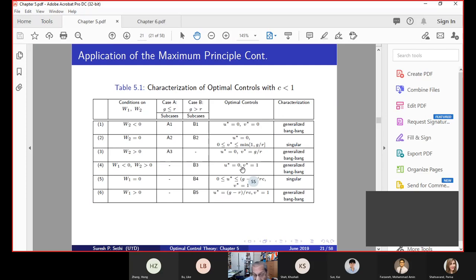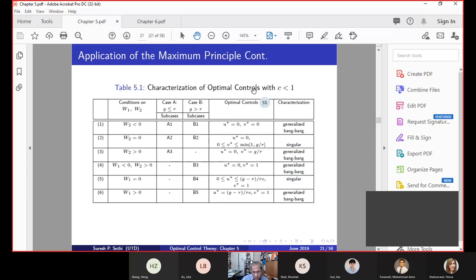But what happens the next time? Well, next time it may go from here to here because W may change. So now what we're going to do is we have to synthesize the optimal control, which means we have to try to sequence how these controls come about over time. Okay?